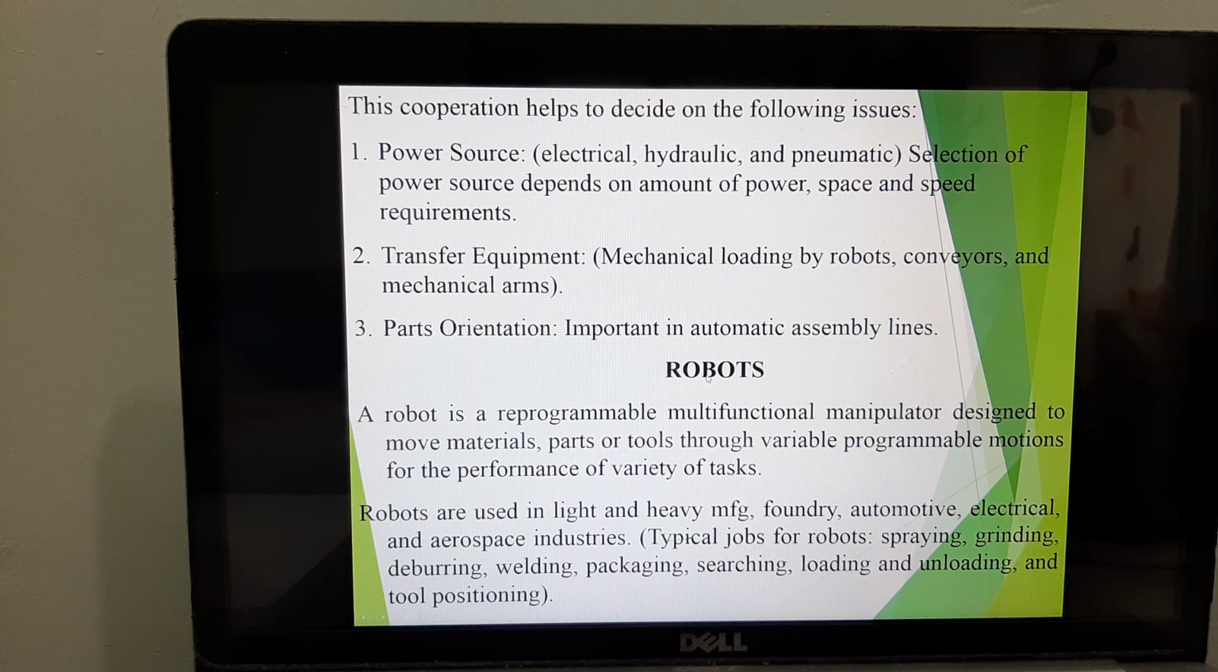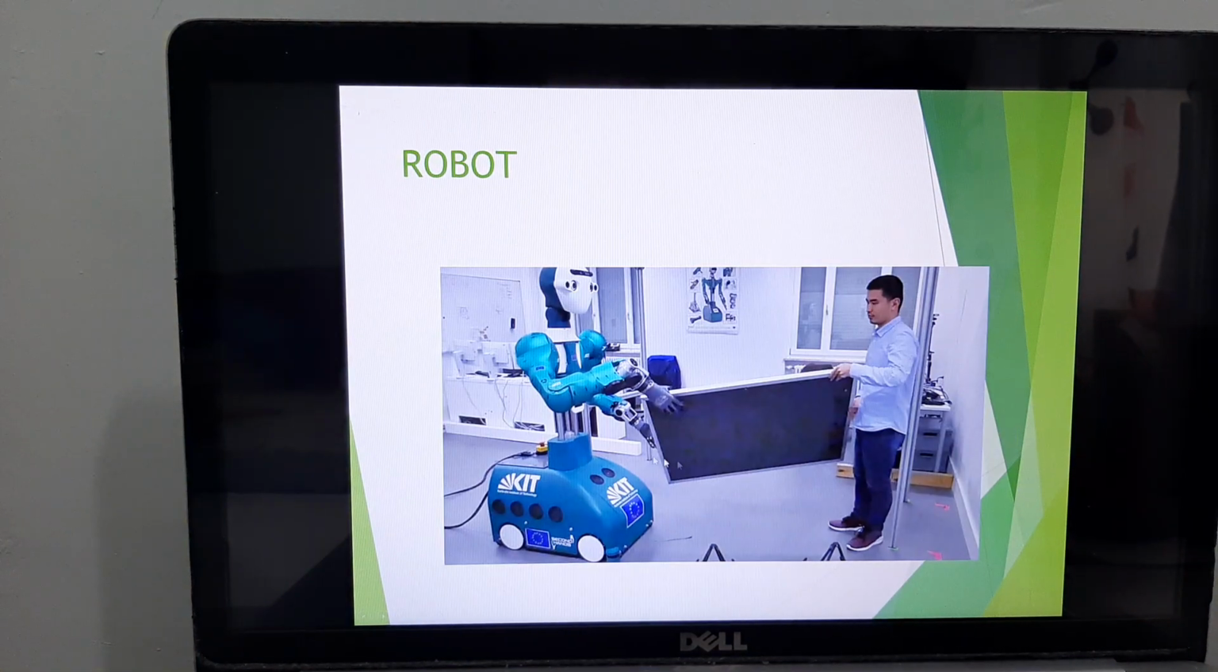A robot is a reprogrammable multifunctional manipulator designed to move materials, parts or tools through variable programmable motions for the performance of a variety of tasks. Robots are used in light and heavy manufacturing, foundry, automotive, electrical and aerospace industries. Typical jobs for robots: spraying, grinding, deburring, welding, packaging, searching, loading, unloading and tool positioning. This is an example of a robot that is being programmed to do a certain task.